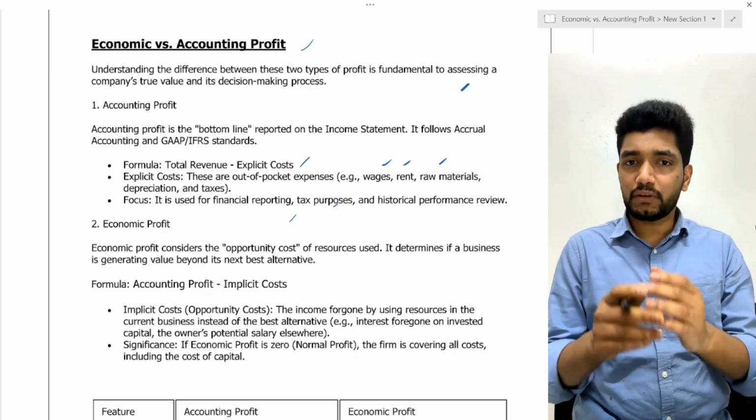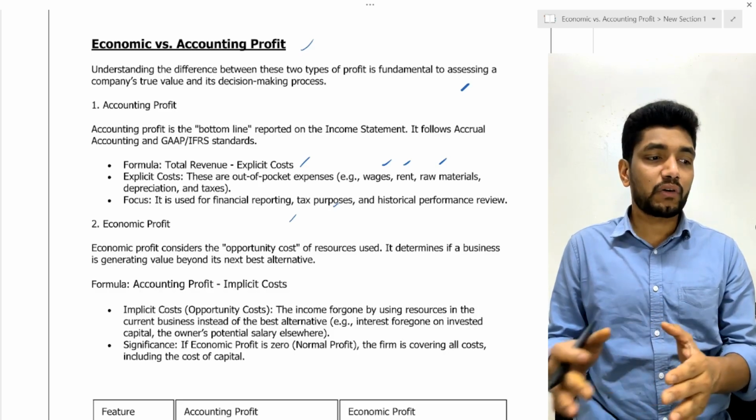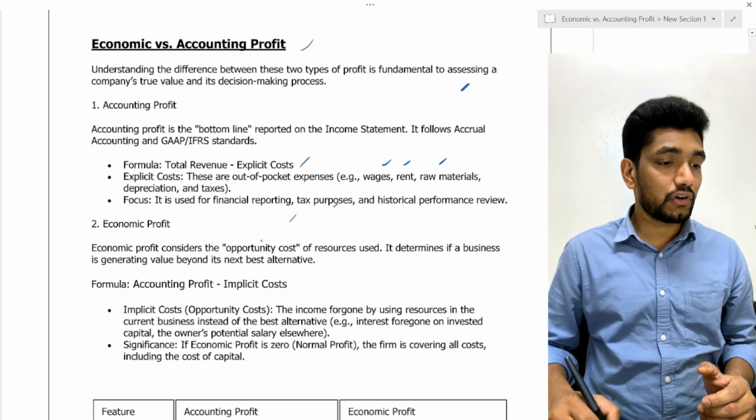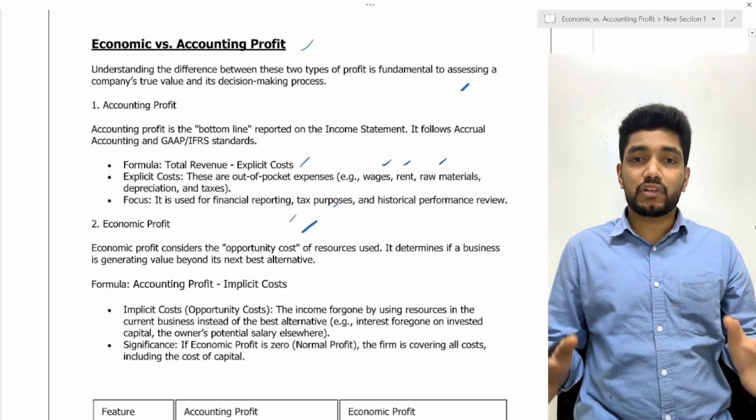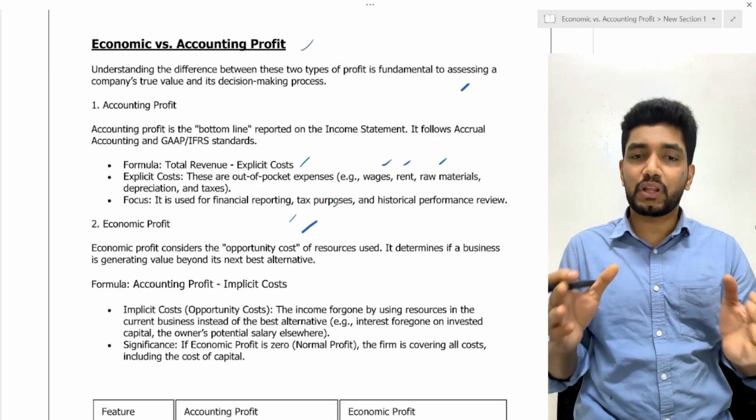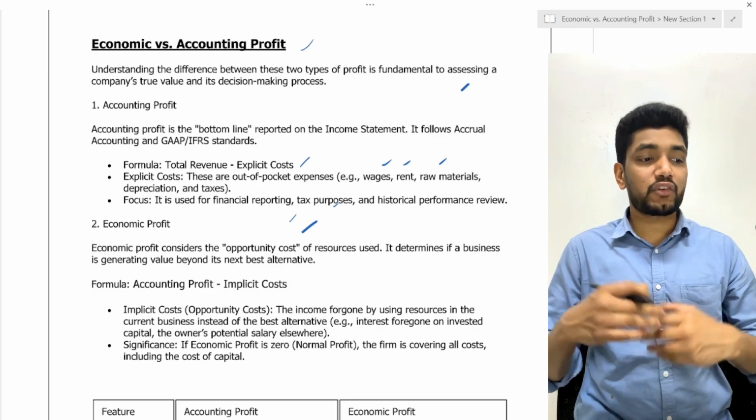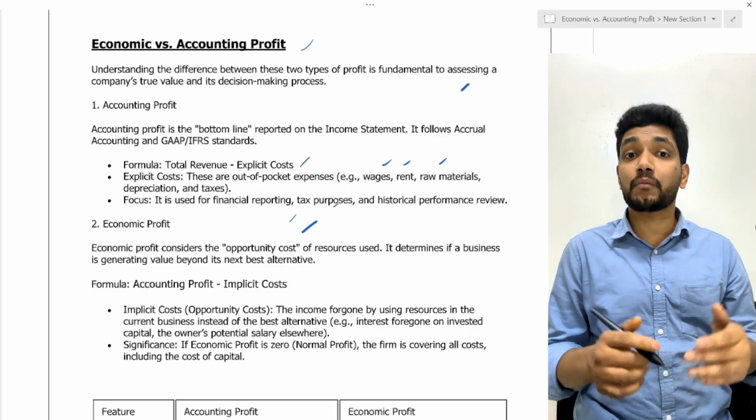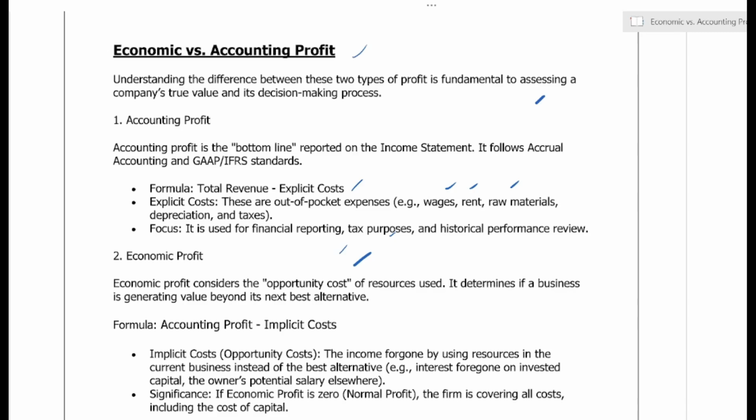But the economic profit is similar to accounting profit, but it considers one more element, that is the opportunity cost of resources used. Suppose a company has its own accounting profit from the profit and loss account, but there are some opportunity costs that can be related to this company. Suppose the opportunity cost of the invested capital, or the opportunity cost of the owner's time, effort and investment. All these can be considered as an opportunity cost in the business.